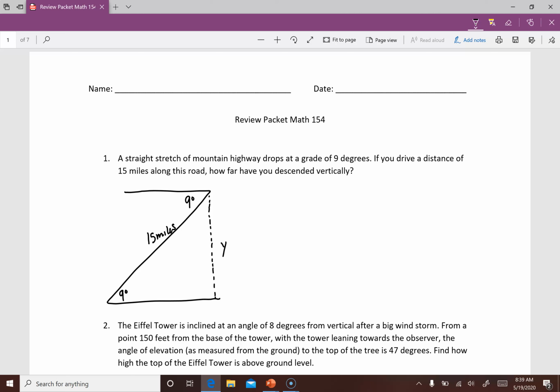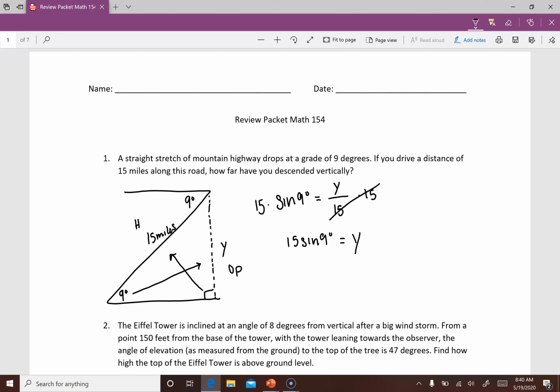Now I'm going to go ahead and label my sides. Across from my 9 degrees is going to be my opposite. And of course across from my right angle is going to be my hypotenuse. So this is going to be an O and an H, and that's going to be sine. So I'm going to have sine of 9 degrees equals opposite over hypotenuse, in this case Y over 15. I'm going to multiply by 15 on both sides to get rid of that denominator. So the 15's cancel, and I'm left with just plain old Y on this side is equal to 15 sine of 9 degrees.